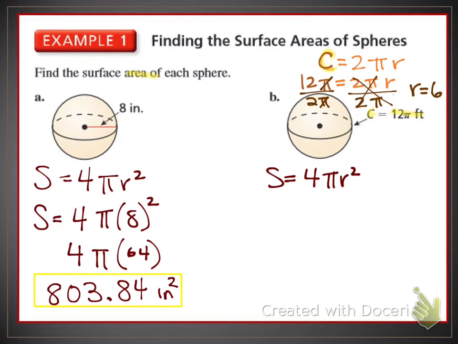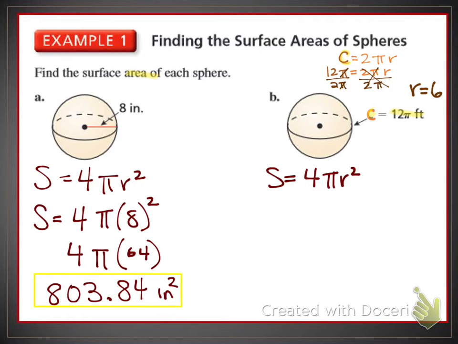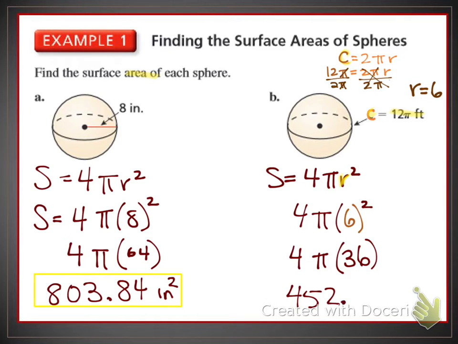So once we know what the radius is, we can plug in the radius. So we do 4 pi times my radius, which we said was 6, and then squared. 6 squared is 36. So 4 times pi times 36, and we get 452.16. Okay, and then it is feet. Well, it's okay. Feet squared.